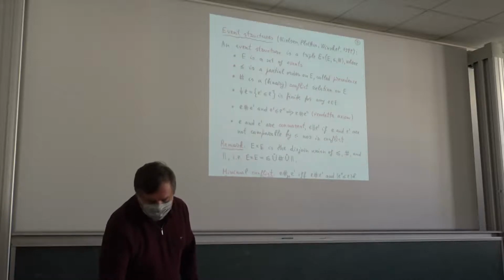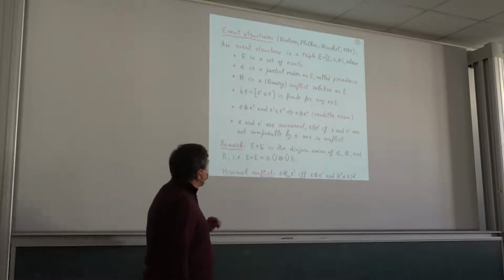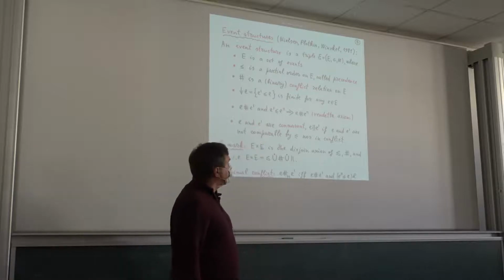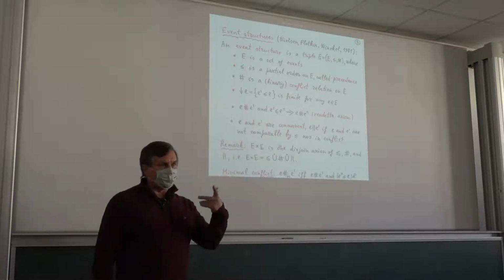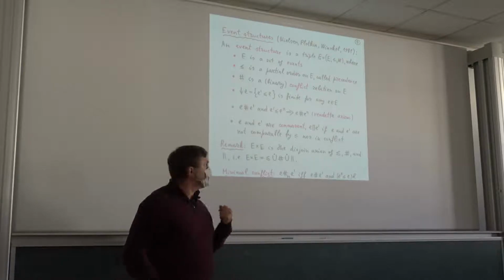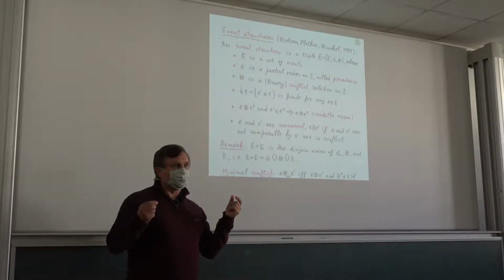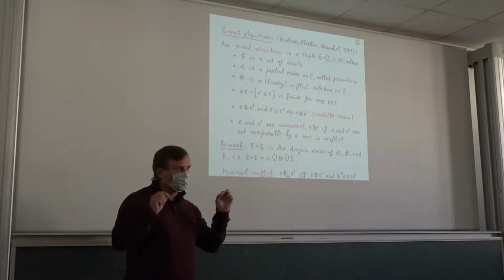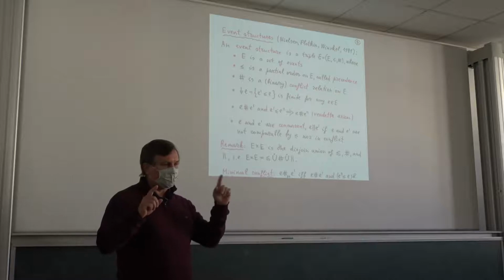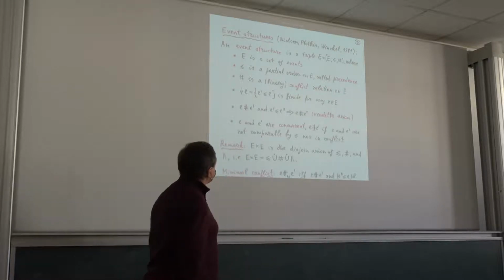And what is an event structure? After Nielsen, Plotkin, and Winskell, it's a triplet: you have a set E of events, then a partial order, the binary relation of precedence, and a binary conflict. The binary conflict is symmetric: if A is in conflict with B, then B is in conflict with A.